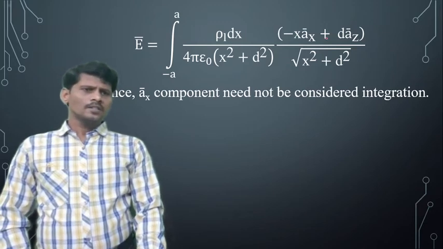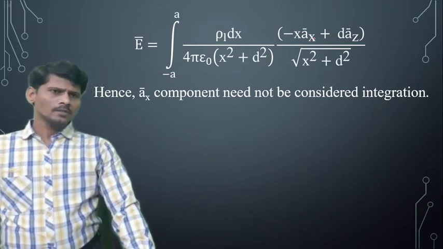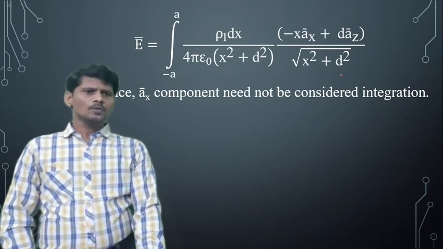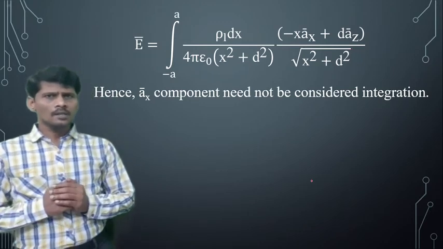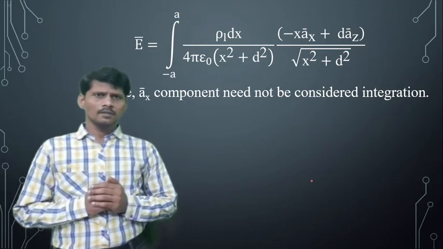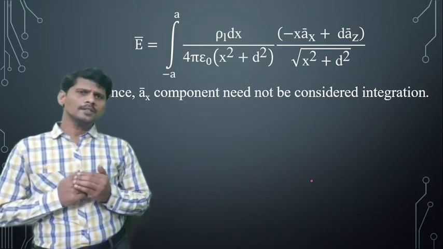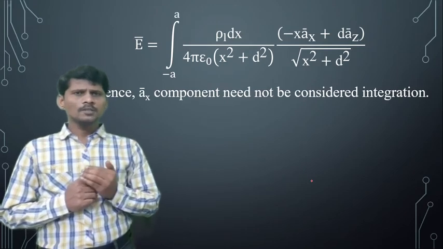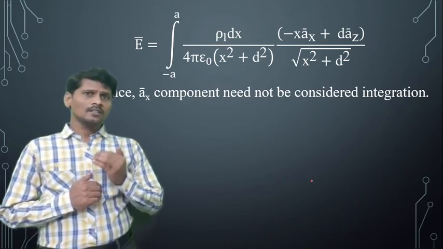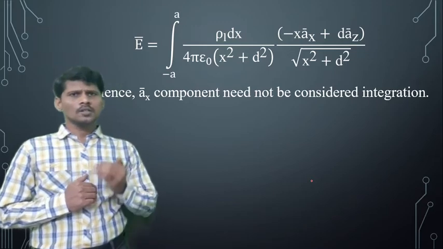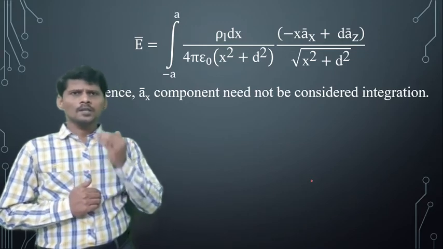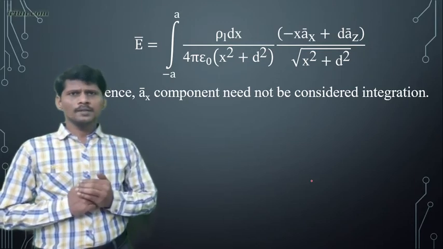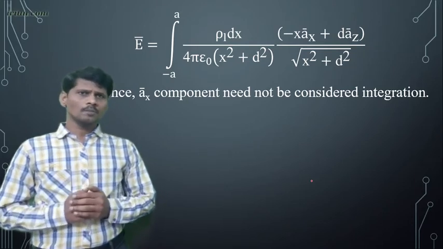So now here in this equation there are two components, that is the ax bar component and the az bar component. Out of these two components, one component is cancelled and one component is considered. Here the electric field intensity is calculated on the z-axis at point P. Because of that, the direction of the electric field intensity is always perpendicular to the line charge. So the electric field considers only the az bar component and cancels the ax bar component.